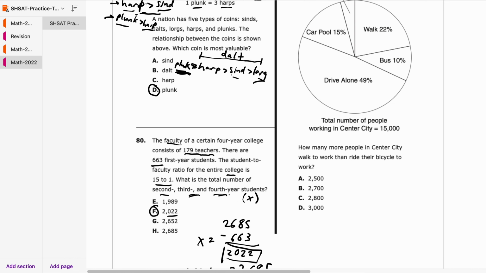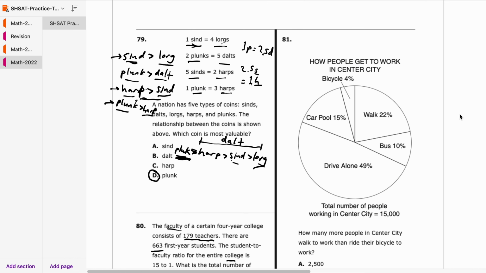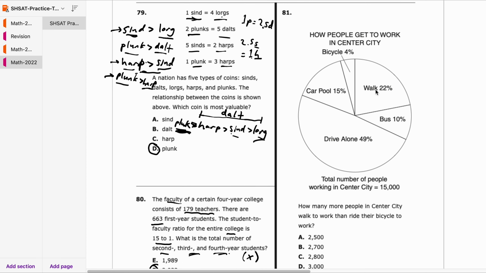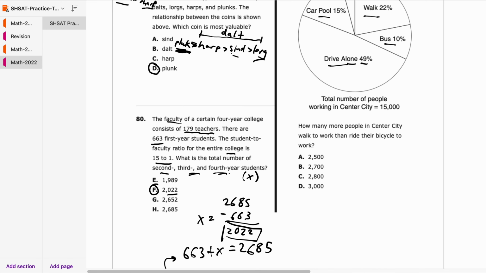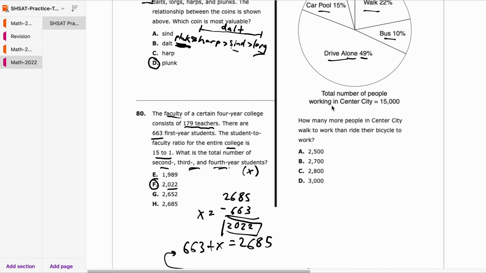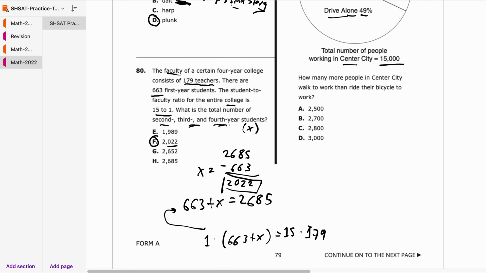Okay, so now we're on to question 81. So we were given sort of like a circular graph of how people get to work in Center City. So it looks like most of the people are driving alone. Some of the people are carpooling, some of them are walking, some are taking the bus, some are bicycling. And we're told that the total number of people in Center City is 15,000. So that's the size of this circular graph. How many more people in Center City walk to work than ride their bicycle to work?